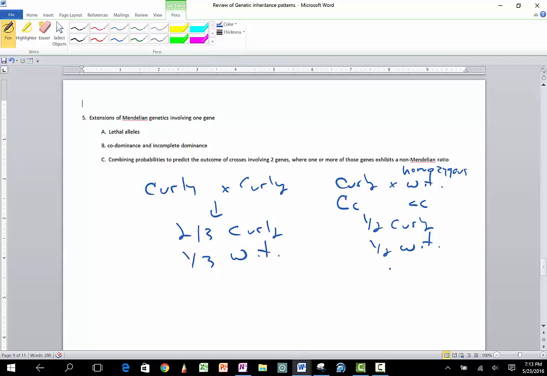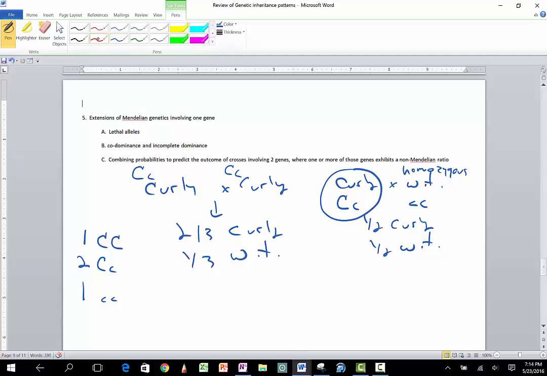Alright, but we don't get 1-to-1. So what's going on here with the 2-to-1? Well, if curly has to be heterozygous, and we take this guy and say both those guys are heterozygous, then we're going to get a 1-to-2-to-1 big C big C, big C little c, little c little c ratio. But what we're seeing is a 2-to-1 ratio.